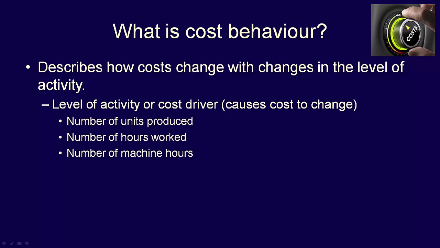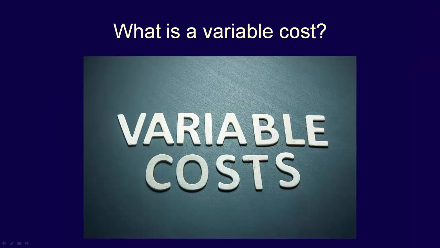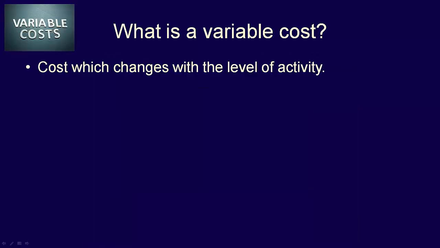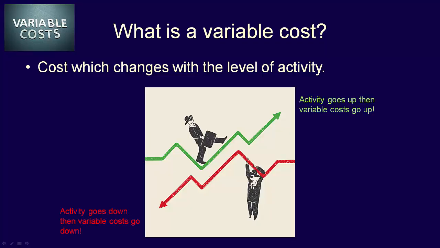Now that we understand cost behavior, which is how costs change when the level of activity changes, let's get back to what is a variable cost. A variable cost is a cost that changes when the level of activity changes. If the level of activity goes up, total variable costs will go up. If the level of activity goes down, total variable costs will go down.